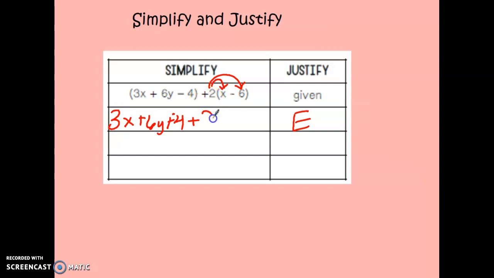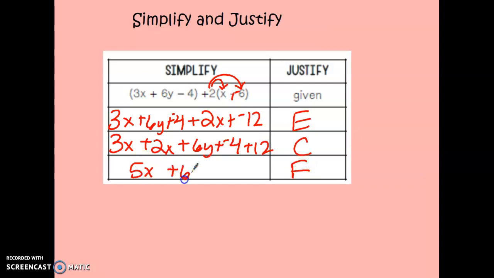So 2 times x is 2x. 2 times negative 6 is negative 12. My next step is to commute these so that I can have my like terms together. So 3x plus 2x plus 6y plus negative 4 plus negative 12. Then I'm combining like terms. So 5x plus 6y plus, I forgot my negative here, negative 16.